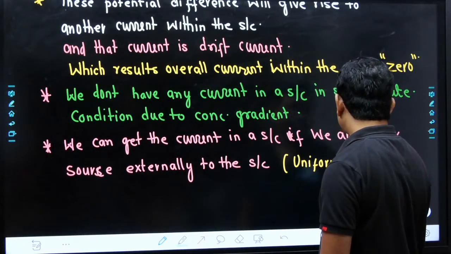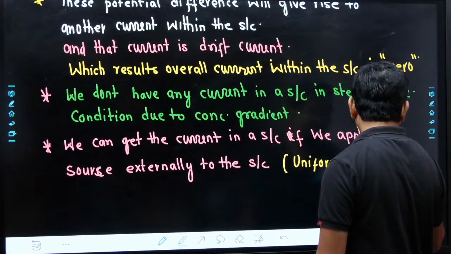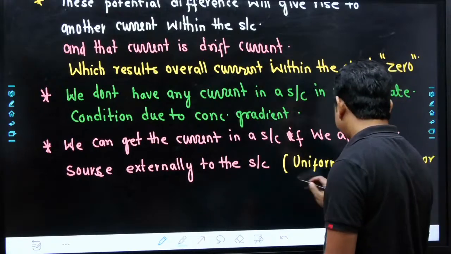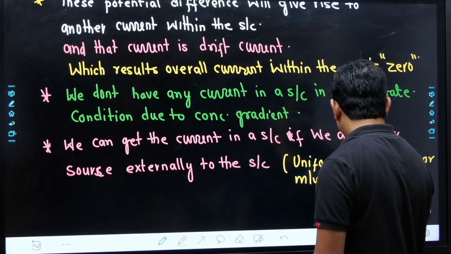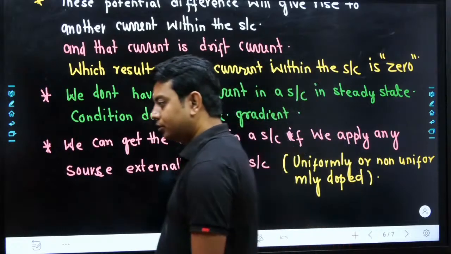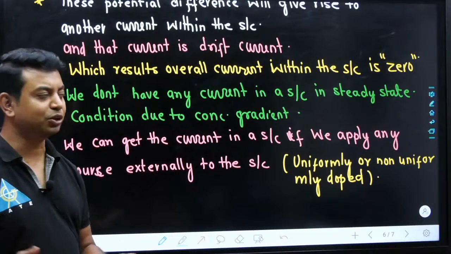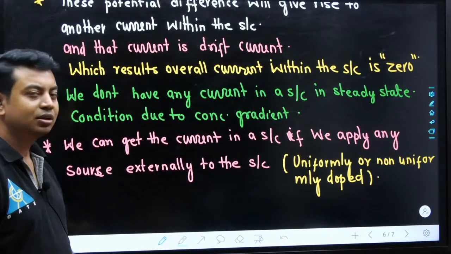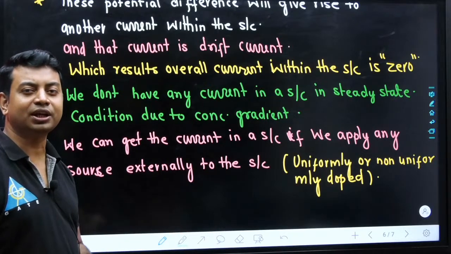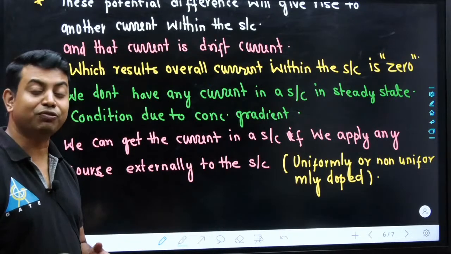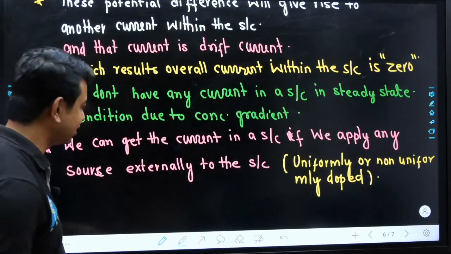Whether the semiconductor is uniformly or non-uniformly doped, the magnitude of current will be equal to 0 unless we apply some external source. So, if we apply an external source only, then we have a current within the semiconductor.